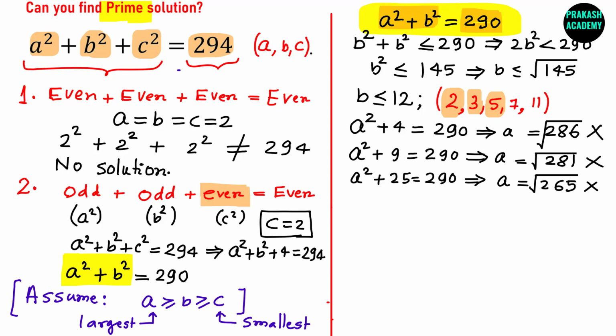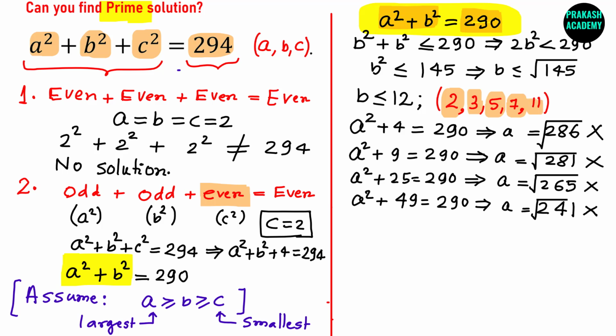Now the next case, b equals 7. So we will have a square plus 49 is equal to 290. From here you can say a square is equal to 241, so a will be the square root of this number. Once again, this solution is not possible.